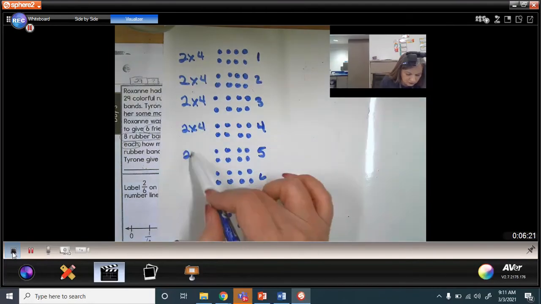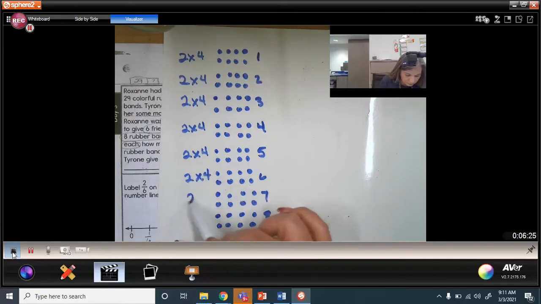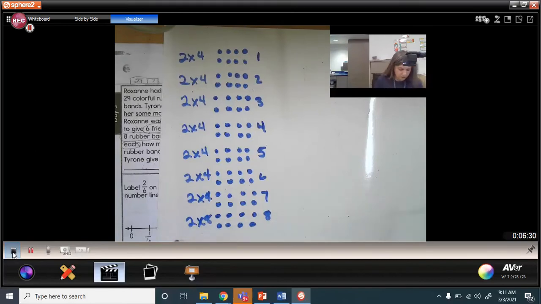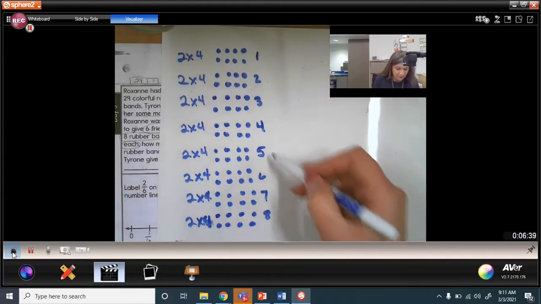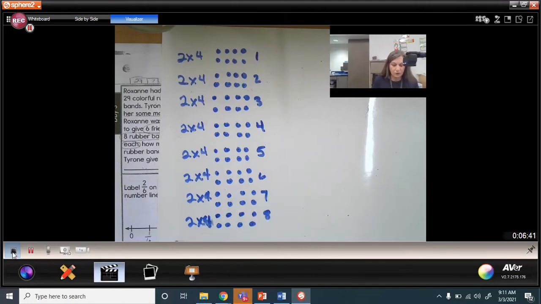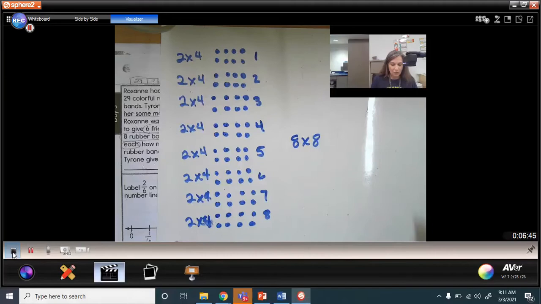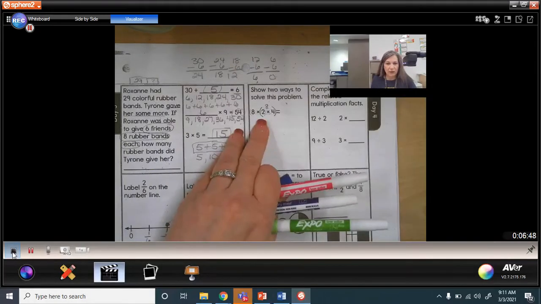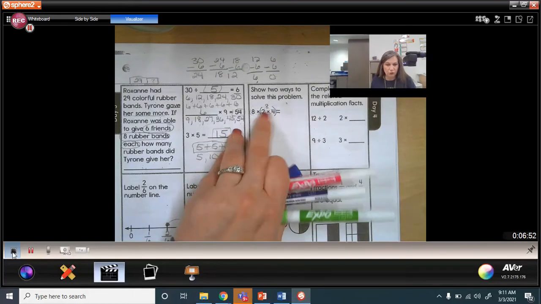So each one of these two groups of 4 is shown, oops, it's not 2 times 4, two groups of 4, 8 times. So this would be 8 plus 8 plus 8 plus 8 plus 8 plus 8 plus 8 plus 8. So I have 8 groups of 8, right? Well, that's what we're doing here. We're multiplying 8 groups of 8, which is your 2 times 4.